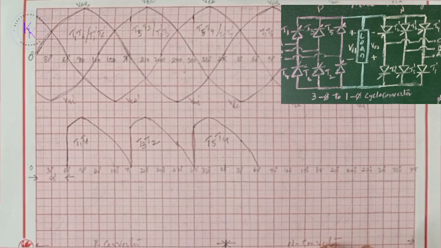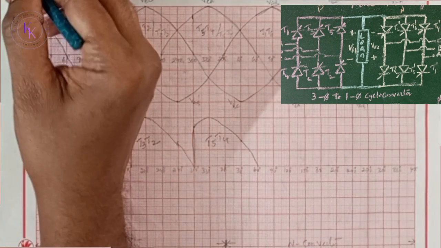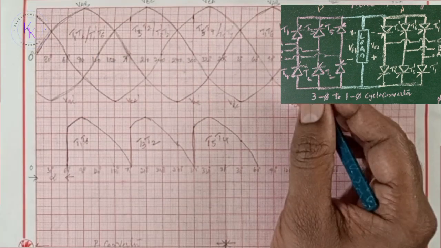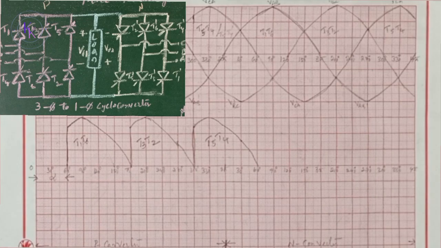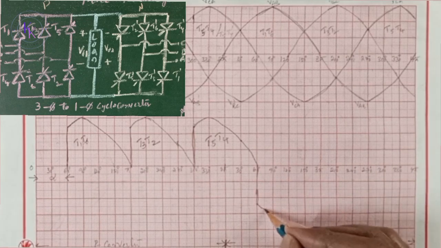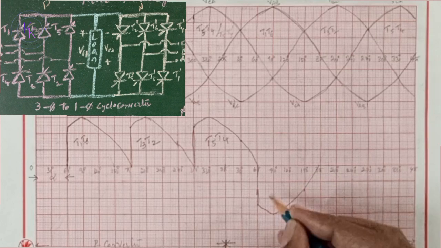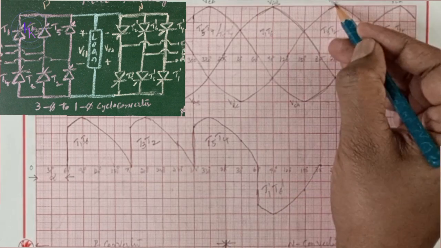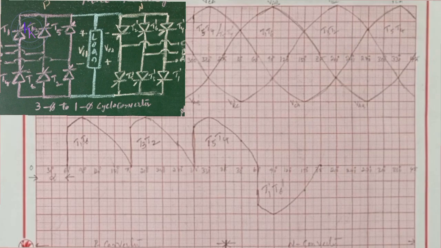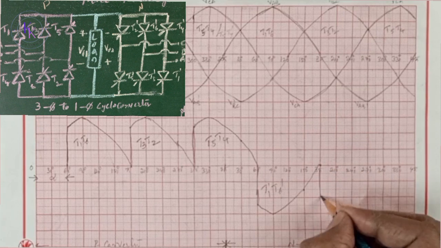To get the negative response, I need to operate the N-type converter. VAB is positive, I need to get a negative, then I need to turn on T1 dash and T6 dash here. This is by turning on T1 dash, T6 dash. Here VBC is positive. Now I need to get negative VBC, so T3 dash and T2 dash I need to turn on here.